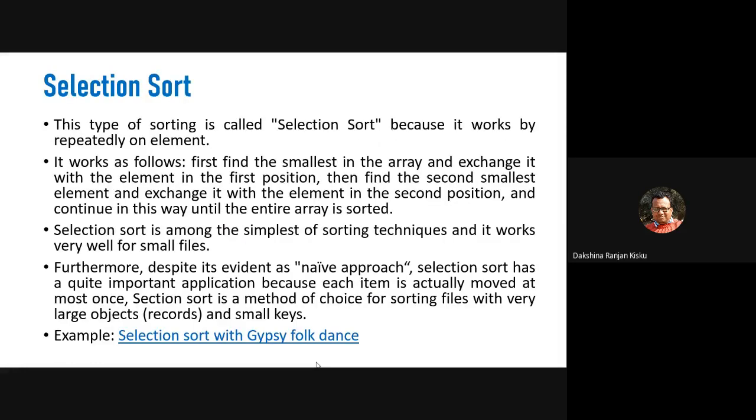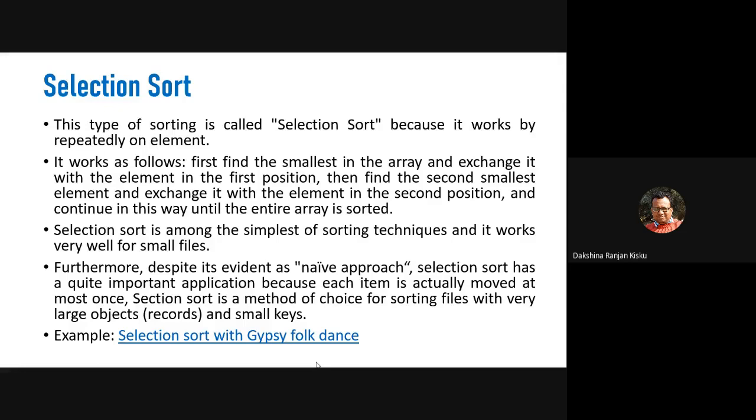Okay. The next sorting algorithm is the selection sort. This type of sorting algorithm is called the selection sort because it works by repeatedly selecting an element. Now here the idea is we have to find the smallest element in the array. This is the first task. Then we will exchange the smallest element with the element in the first position.